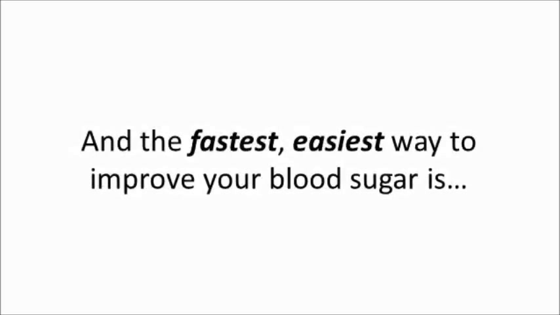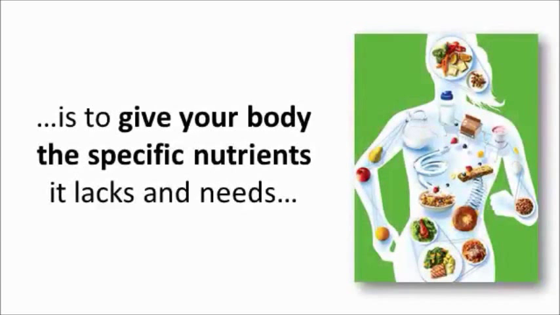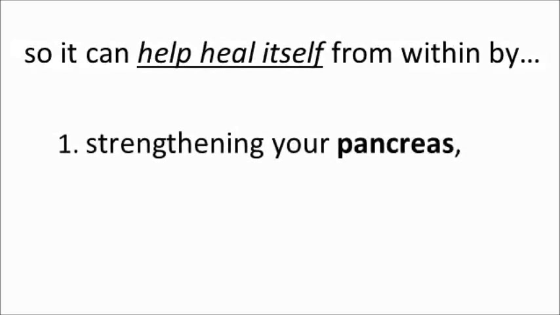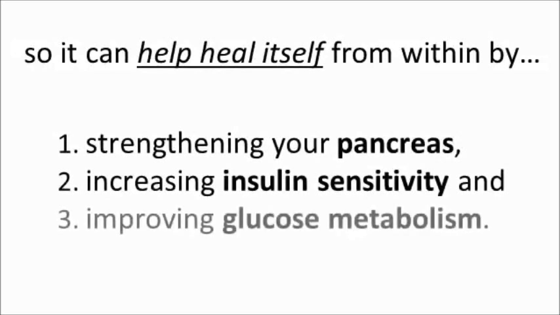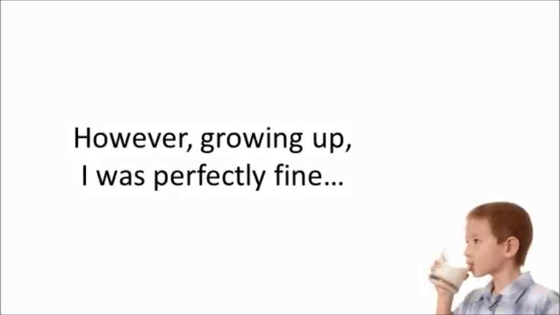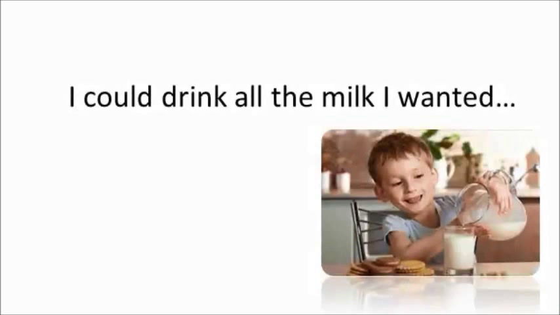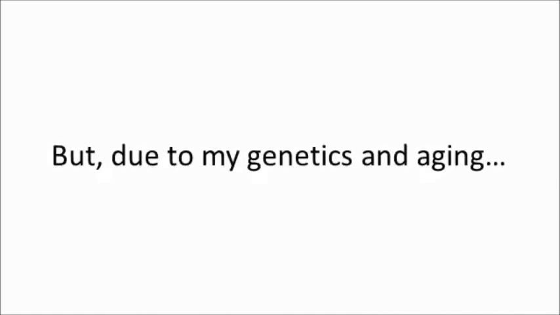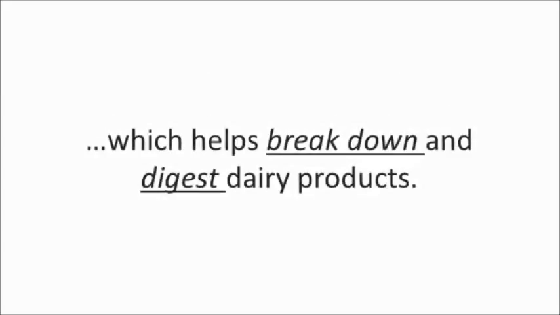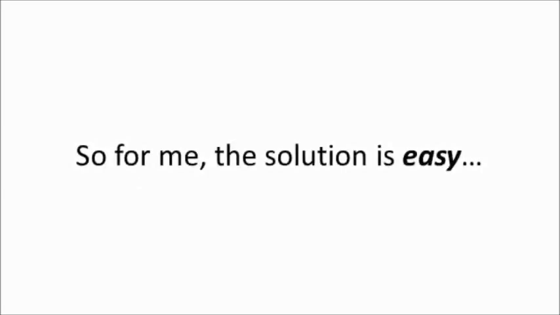And the fastest, easiest way to improve your blood sugar is to give your body the specific nutrients it lacks and needs so it can help heal itself from within by strengthening your pancreas, increasing insulin sensitivity, and improving glucose metabolism. For example, I'm lactose intolerant and I can't have dairy products. I get digestive problems, and this is common with many adults. However, growing up, I was perfectly fine. I could drink all the milk I wanted, no problems at all. But due to my genetics and aging, my body stopped producing a key enzyme called lactase, which helps break down and digest dairy products. So for me, the solution is easy.